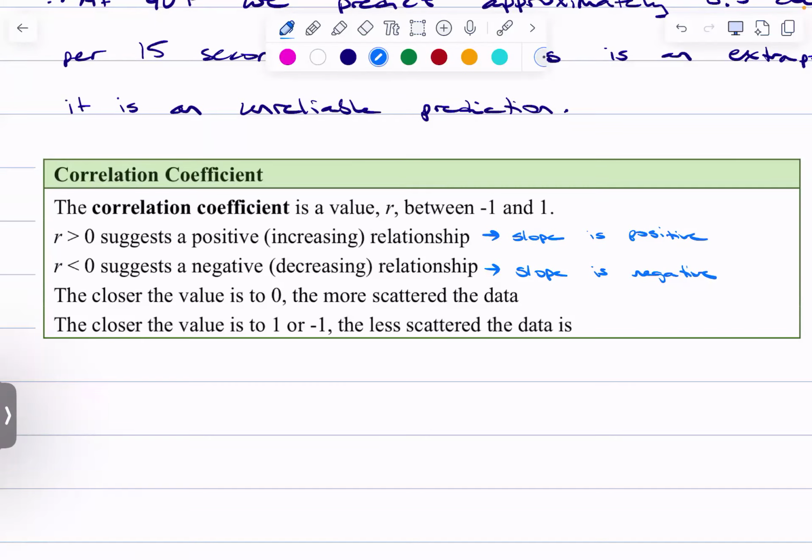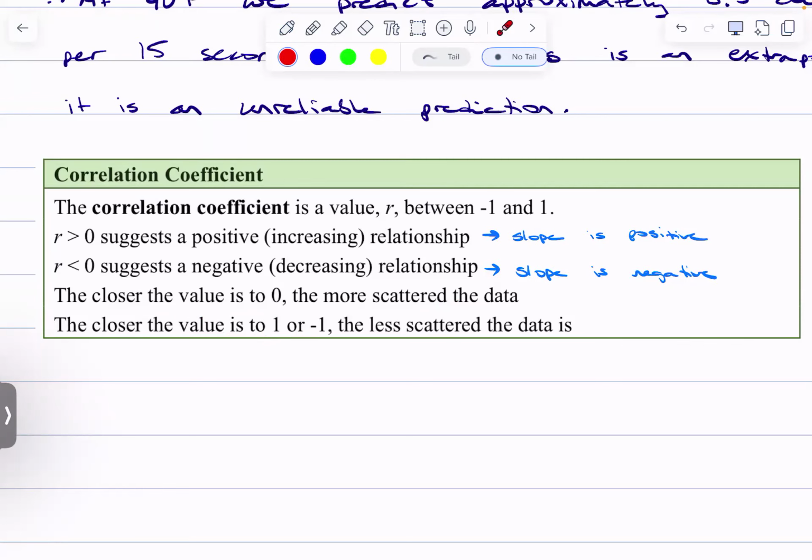But that's for your data science course. The closer the value is to 0, the more scattered the data is. And then the closer the value is to 1 or -1, the less scattered the data is. In fact, a correlation of 1 means they're perfectly on the exact same line.